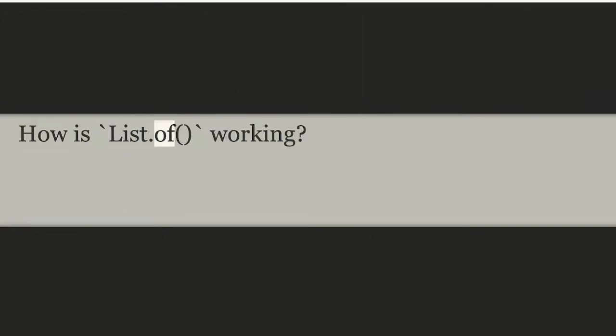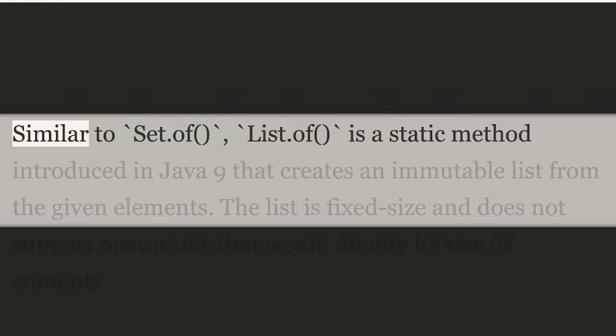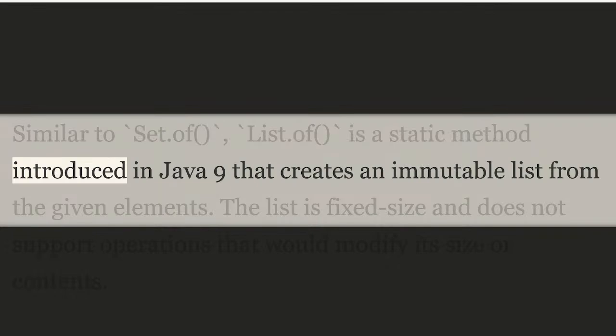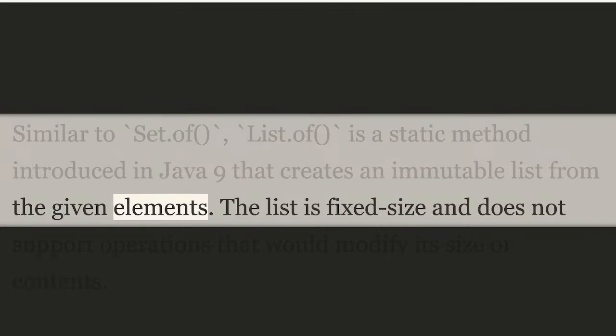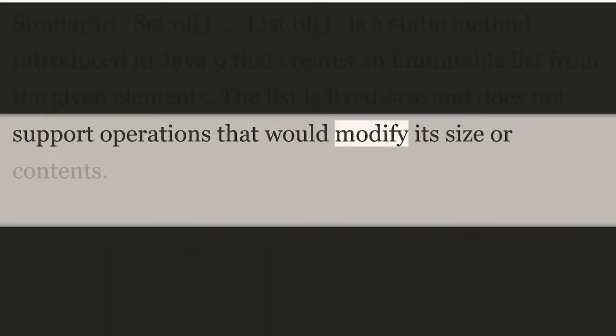How does List.of work? Similar to Set.of, List.of is a static method introduced in Java 9 that creates an immutable list from the given elements. The list is fixed size and does not support operations that would modify its size or contents.